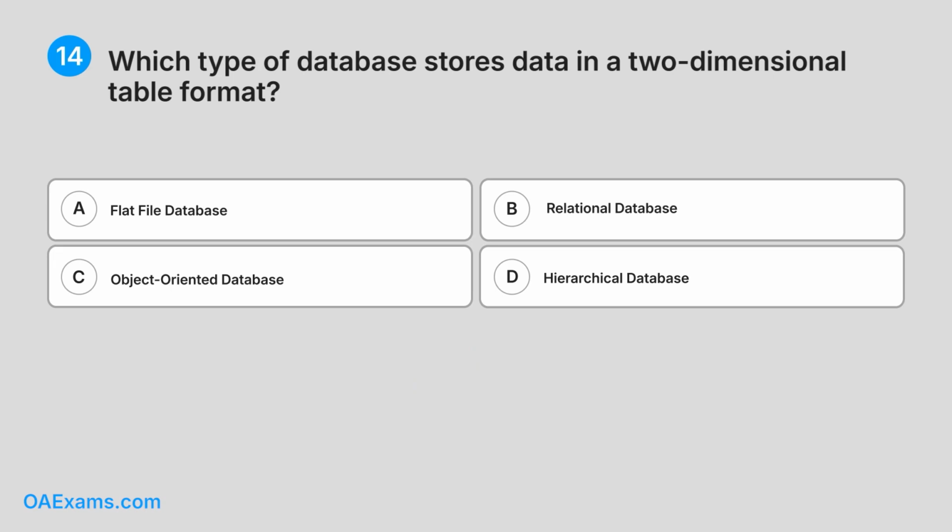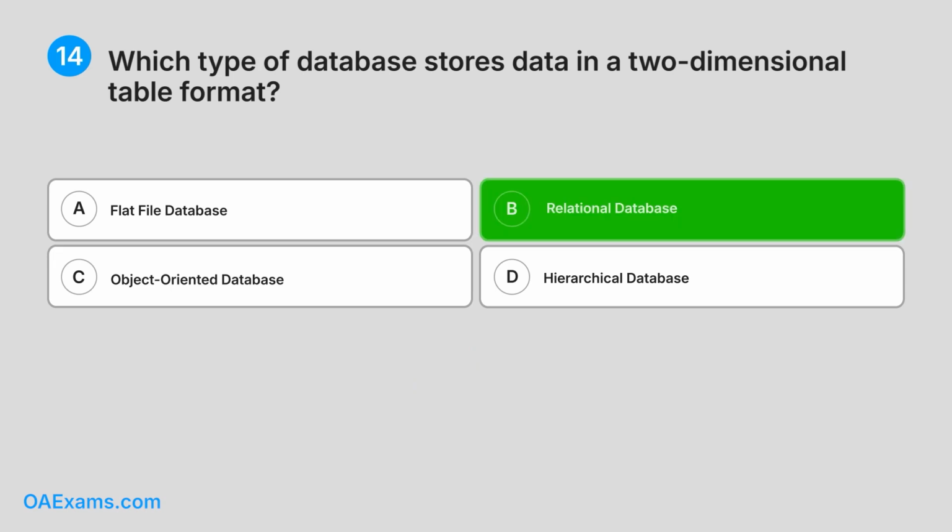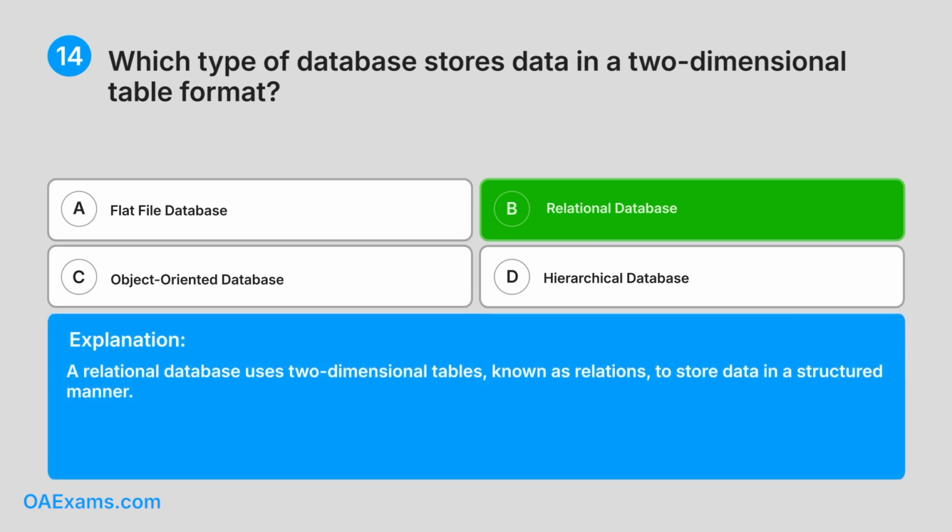Correct answer, B. Relational database. Explanation. A relational database uses two-dimensional tables, known as relations, to store data in a structured manner.